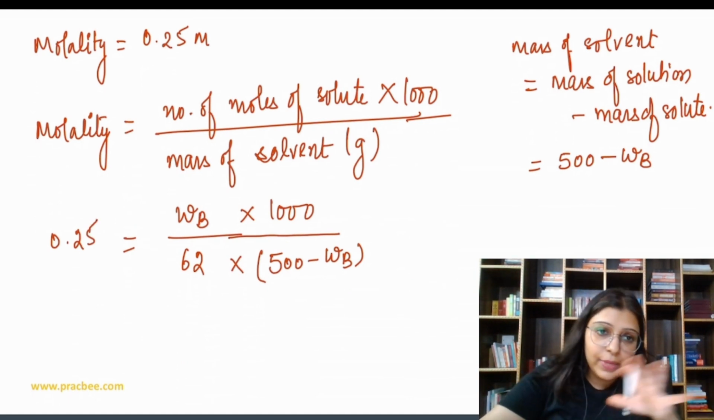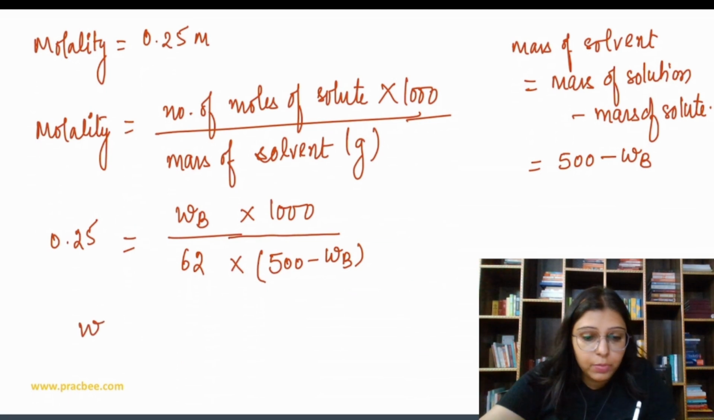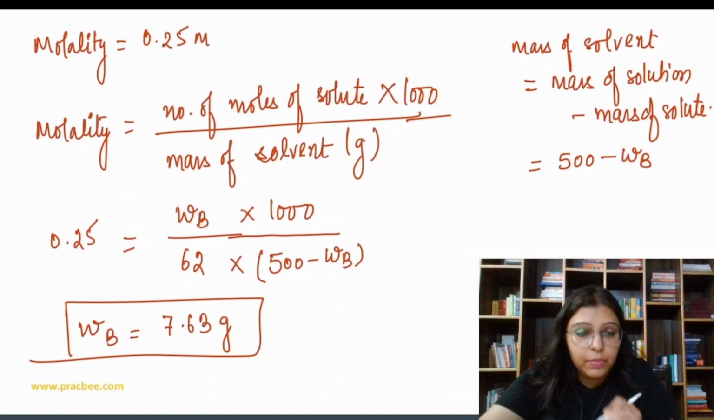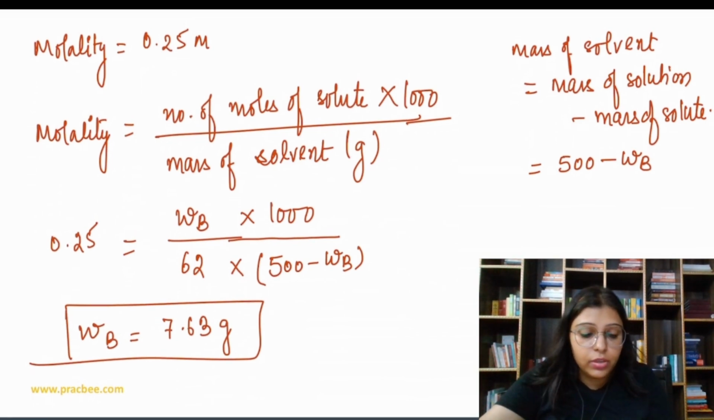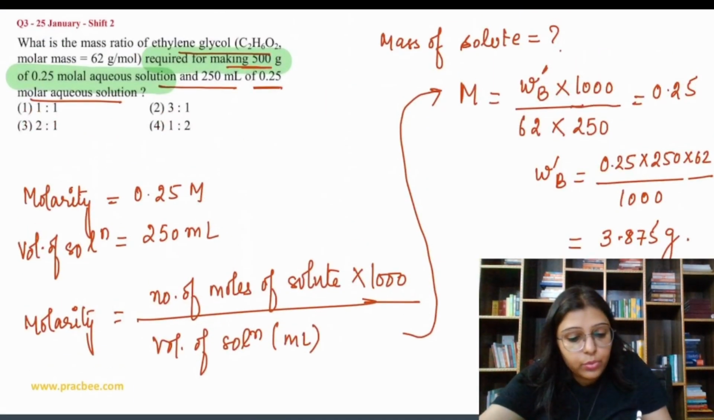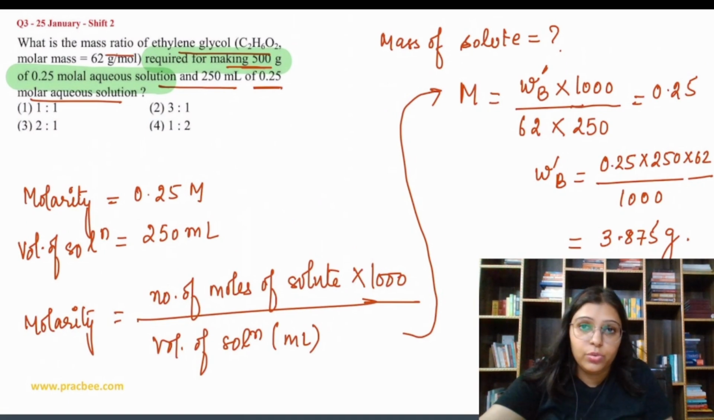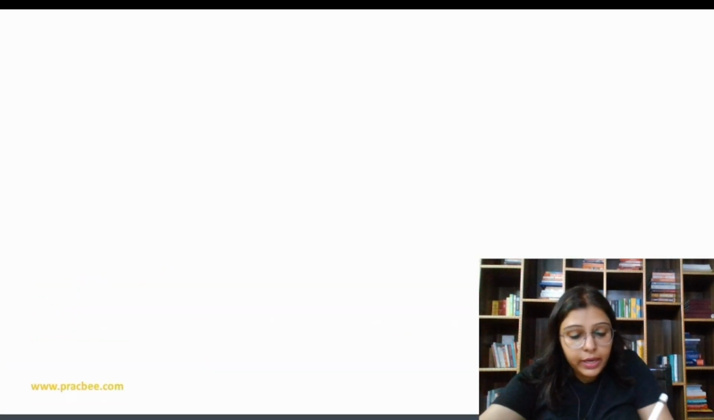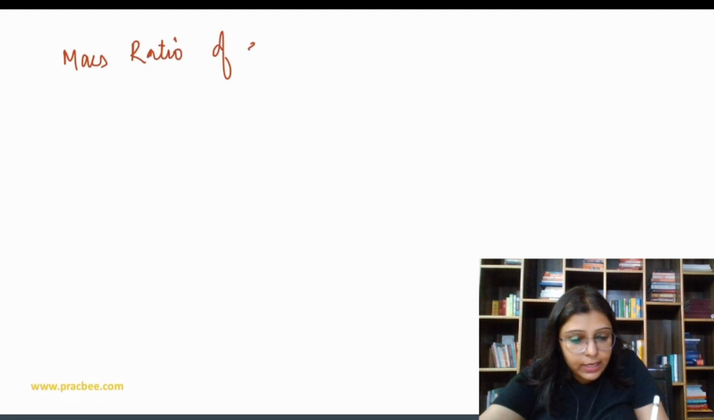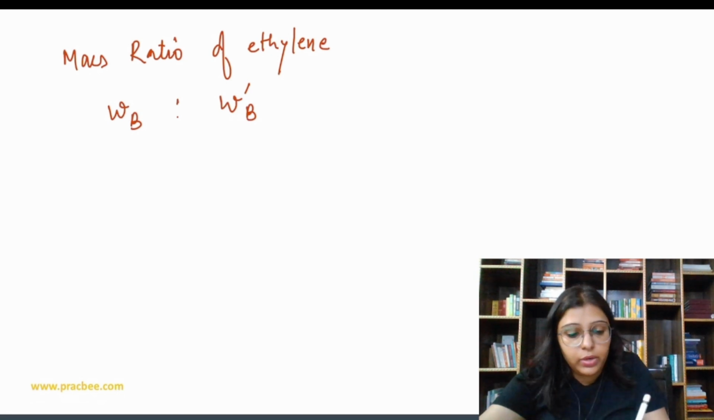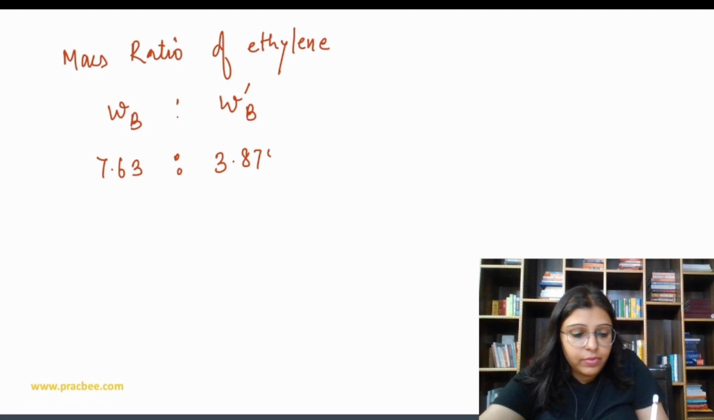When you solve this completely, you get WB equal to 7.63 gram. Now, in the question, we have to find the mass ratio. Mass ratio means the mass ratio of ethylene glycol, that is WB to W dash B. We have to calculate this, so this is 7.63 and this is 3.875.